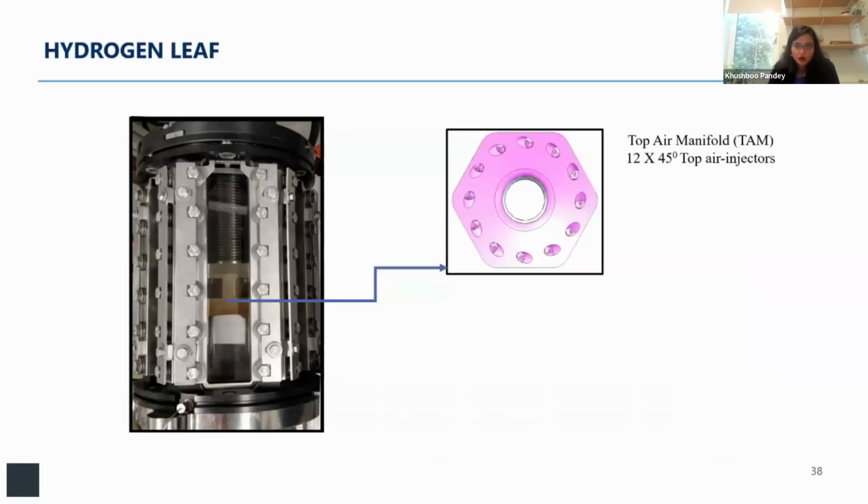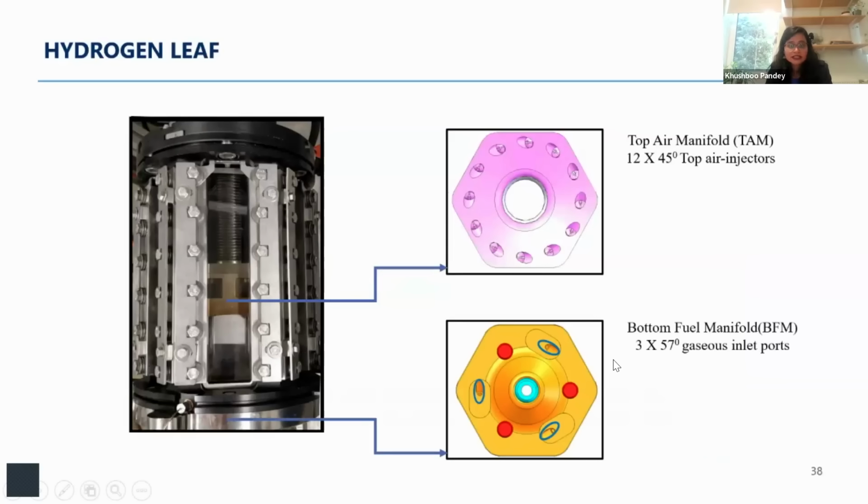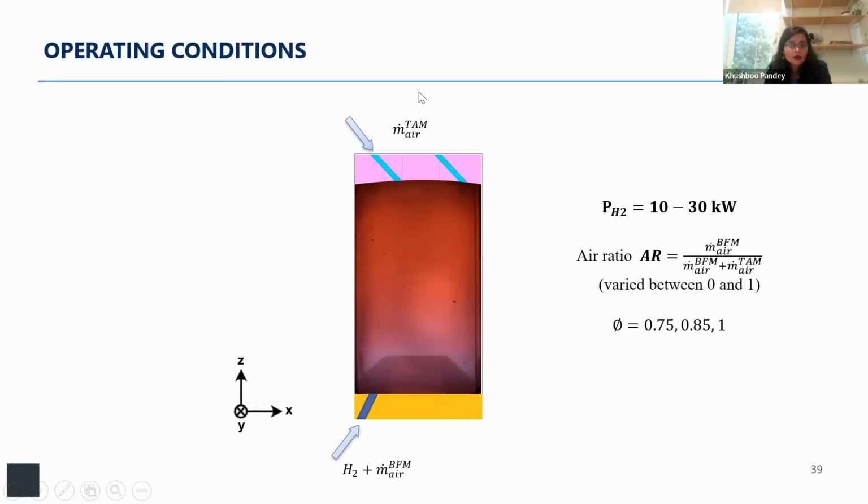In the hydrogen leaf operations, as initially told about the leaf configuration itself, the hydrogen was injected using these three gaseous ports from the bottom fuel manifold. And the operating conditions were changed by changing the top air flow rate and the bottom air flow rate. Now here, the other thing is also necessary because we are operating with hydrogen. We also need to conduct experiments to look at the premixedness of the system.